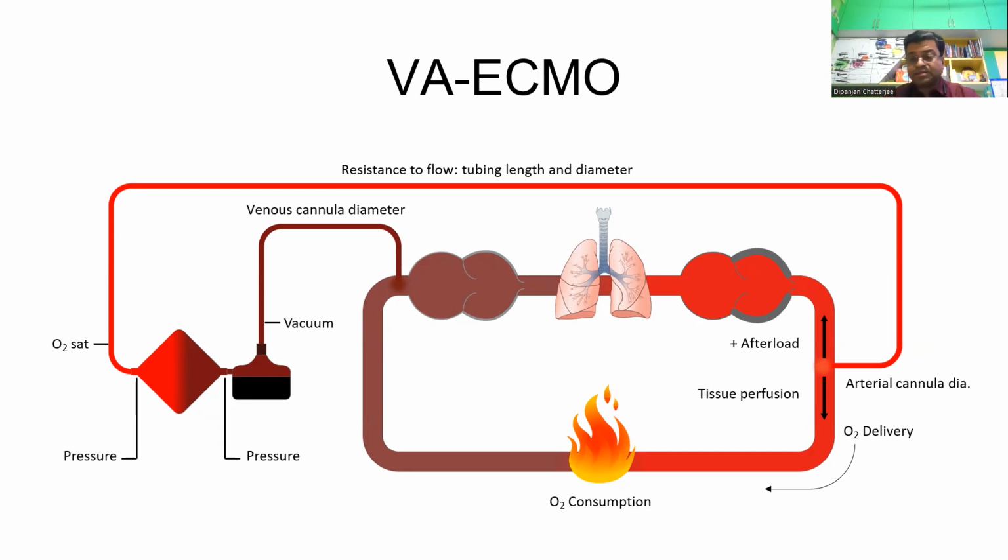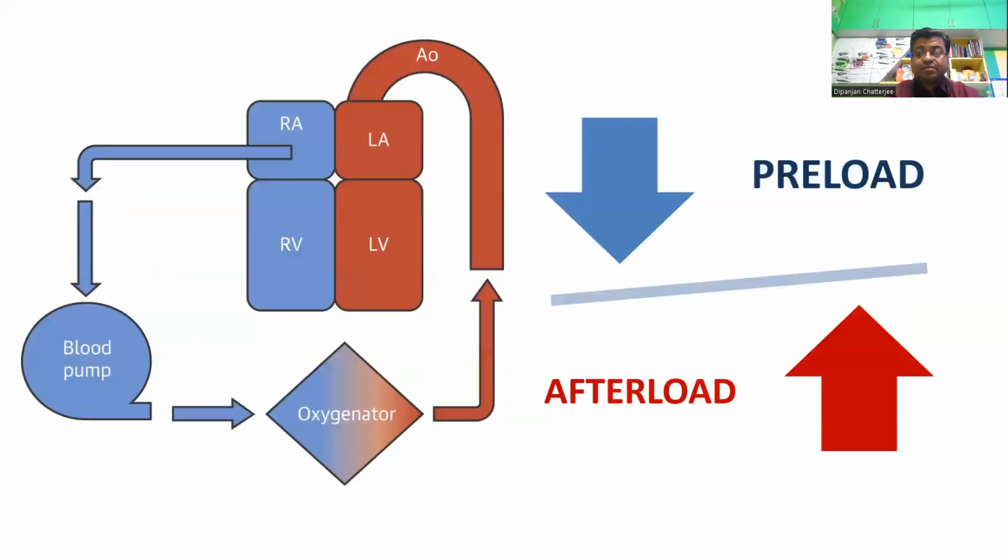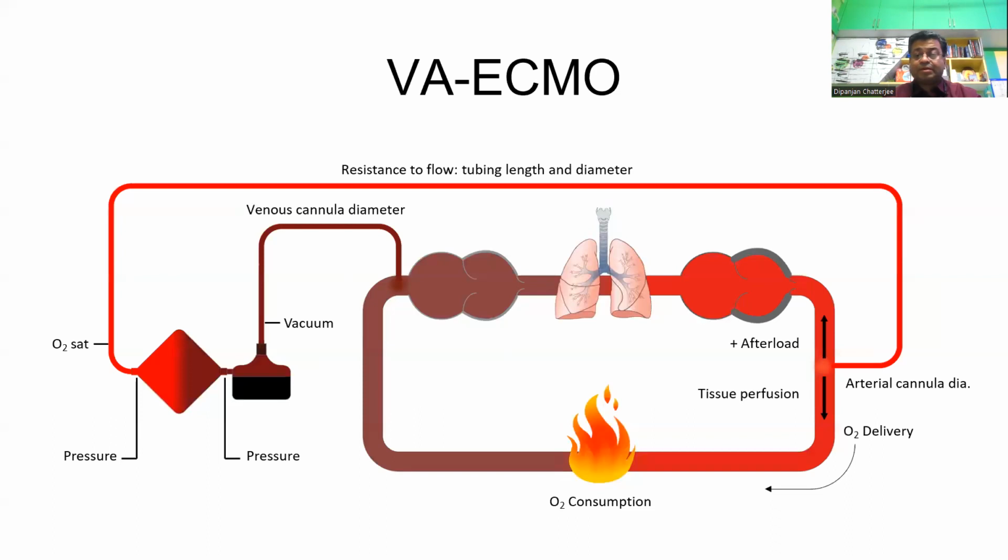What happens is that the LV dilates. So LV distension occurs. So there is inefficient blood pumping, and further pumping through the LV is hampered. And this is the reason VA ECMO favors tissue oxygenation, but it does not favor the heart. It is not friendly to the heart.